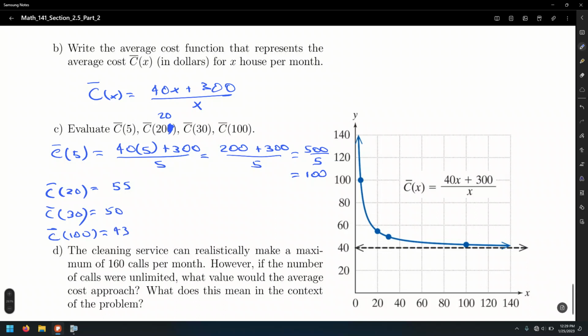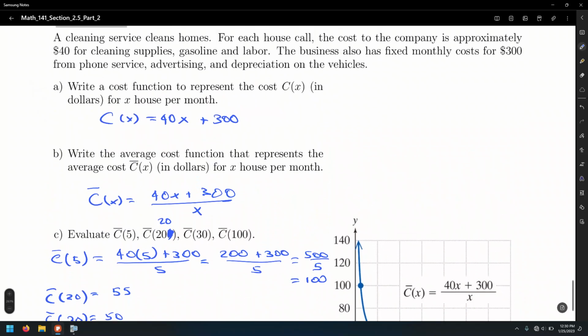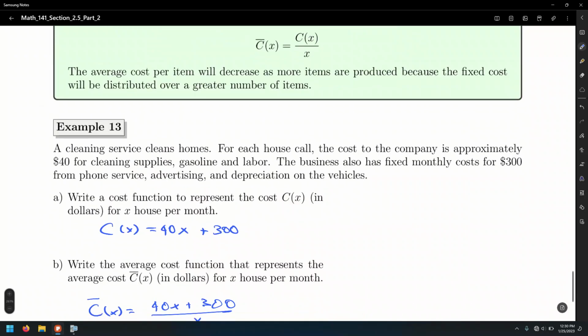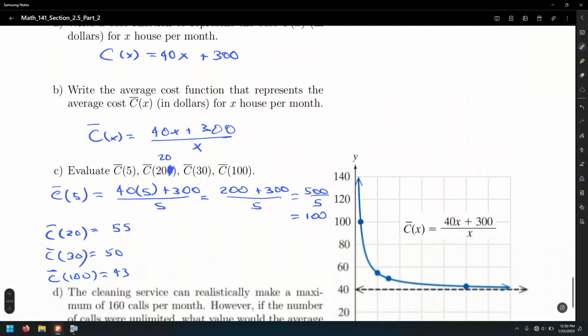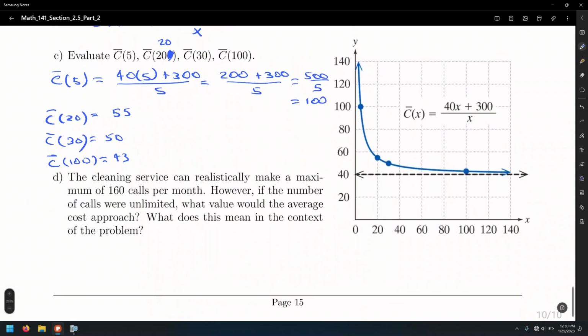So what happens in this situation? As expected, as discussed earlier, the more items that you sell, the average cost, and it's actually described over here in that definition box, the average cost per item will decrease as more items are produced, because the fixed costs in this case are going to be distributed over a greater number of items. All right? So here is where we talk about realistically.